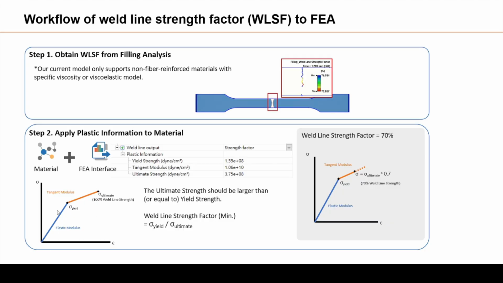These would correspond to information that you would extract from a stress strain curve. And then the modulus distribution that's output is going to be more accurate to the weld line strength reduction in reality. If you don't know what these three values are, you can always send us the stress strain curve and we can extract those three values for you.